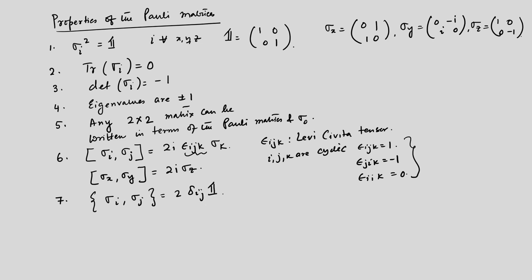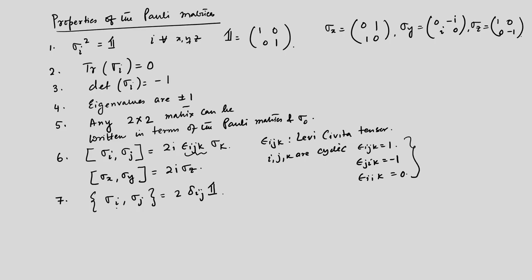Now this is very clear: anti-commutation means that they sort of add up. Suppose sigma x and sigma y, then of course this is equal to 0, and if you have sigma x with sigma x, or sigma y with sigma y, then it is equal to twice the identity matrix. We have already seen that sigma x squared, sigma y squared or sigma z squared is equal to 1. So you are adding two of them, sigma x squared plus sigma x squared, which should give you 2. So that is another property.